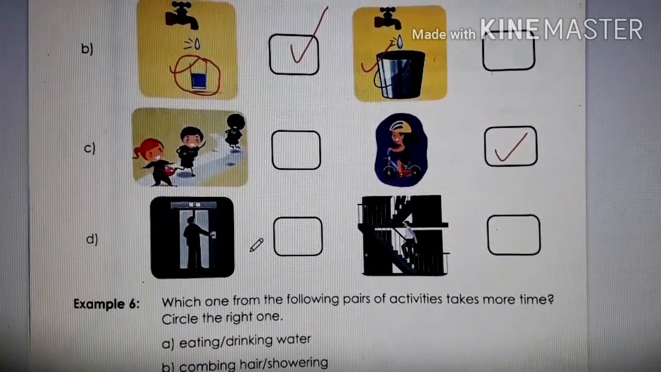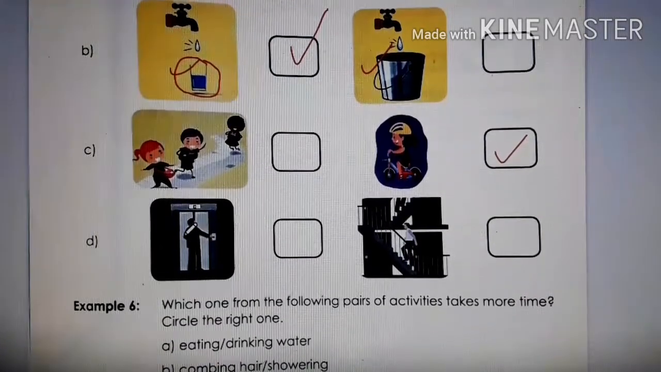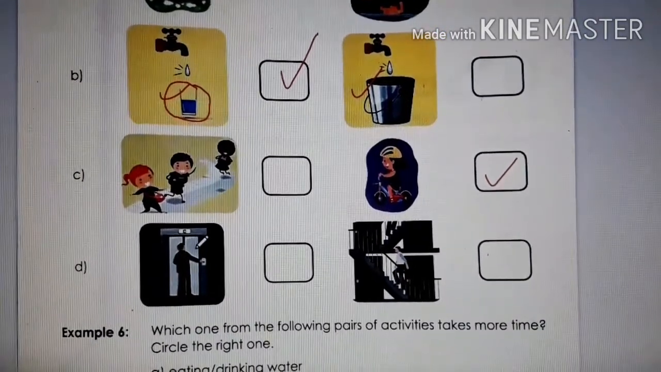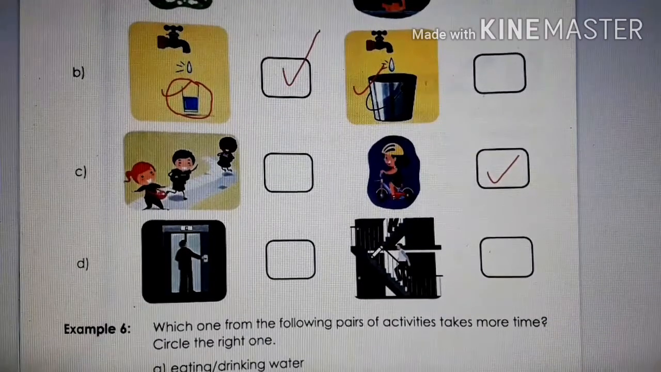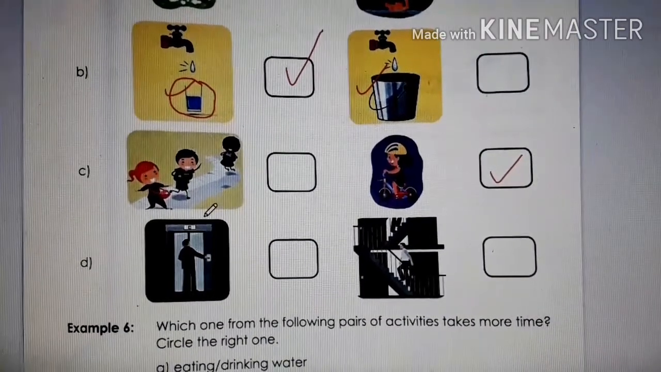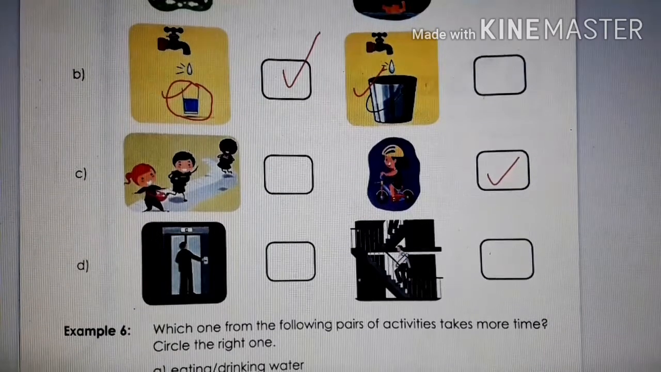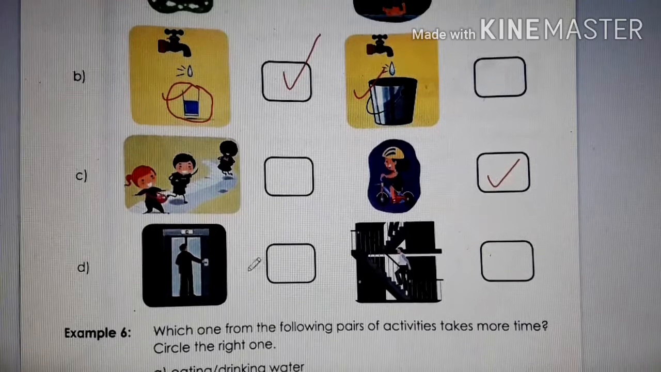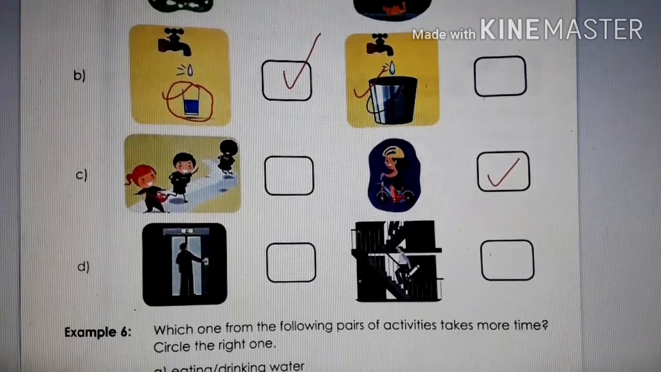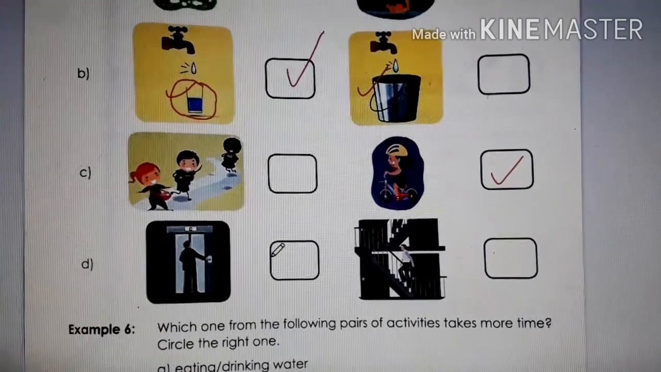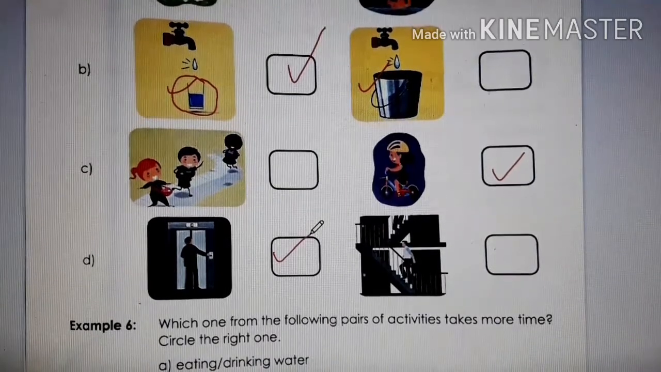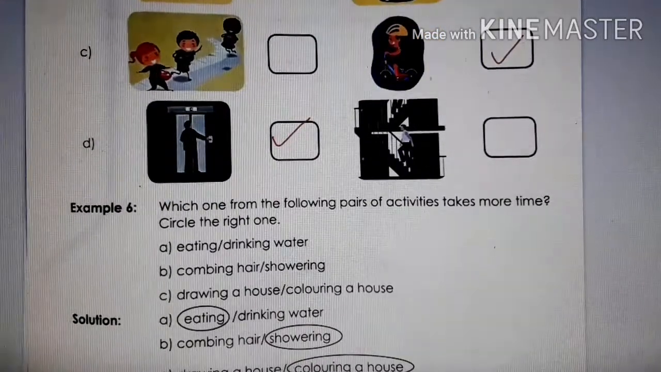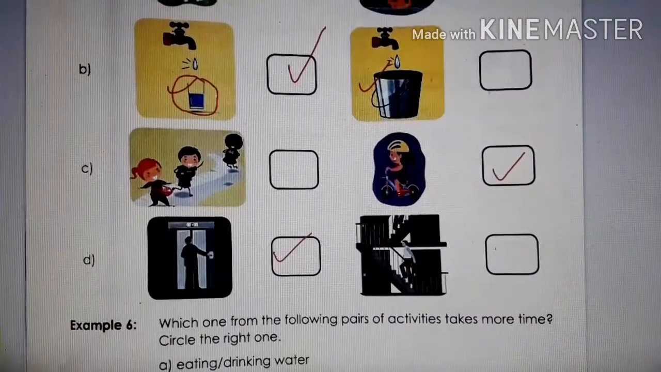Next, children, you can see this is a lift. We all have used a lift, isn't it? This person is taking the lift to go to the top floor, whereas this person is going by stairs. What will take less time, children, to go by lift or to go by stairs? To go by lift will take less time, isn't it? Is it clear about more time and less time, children? Okay, so that's all for today.